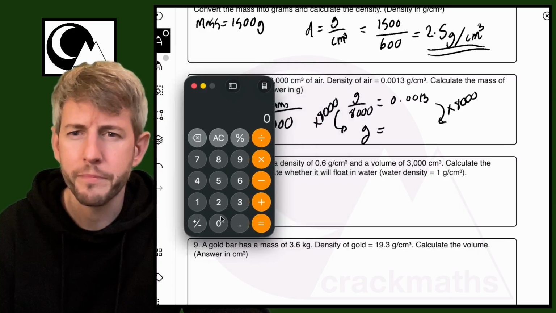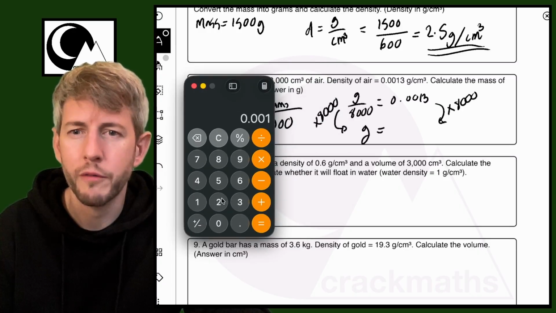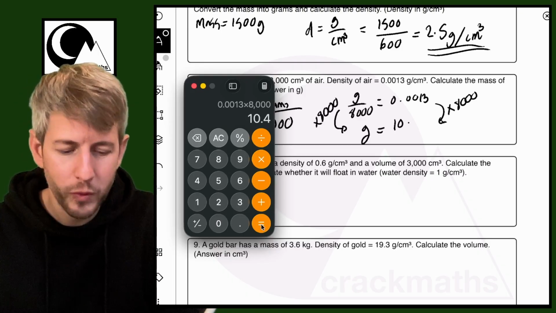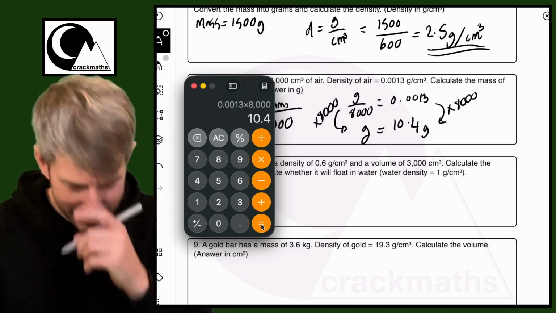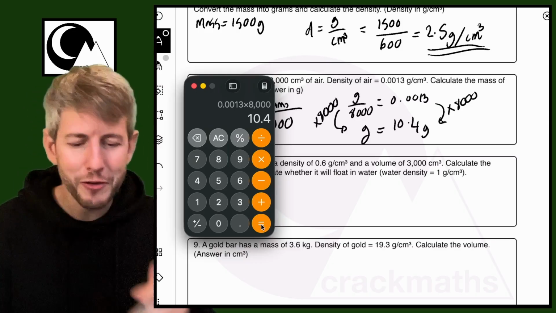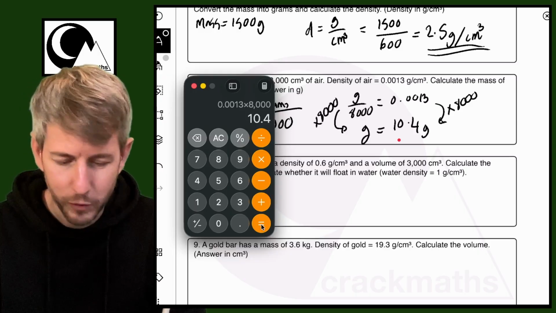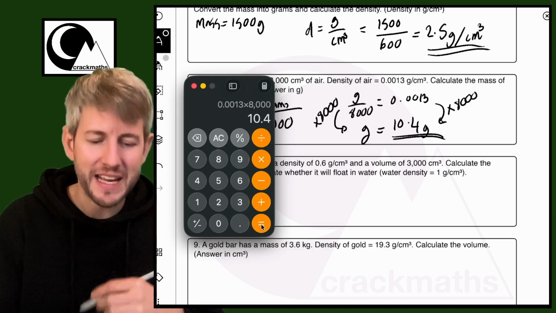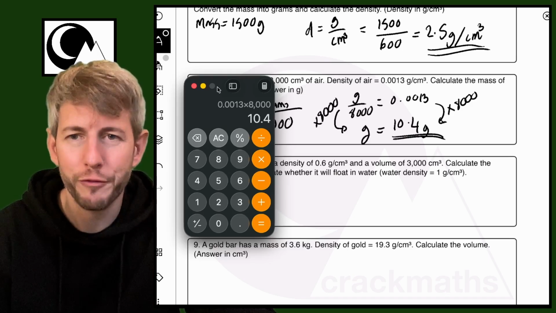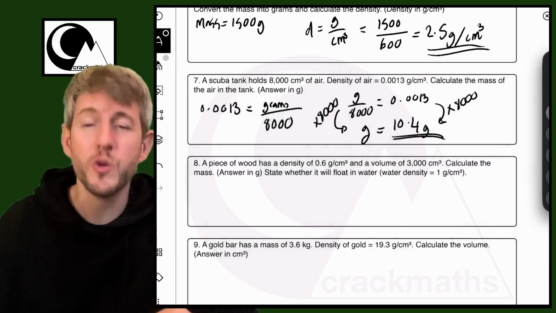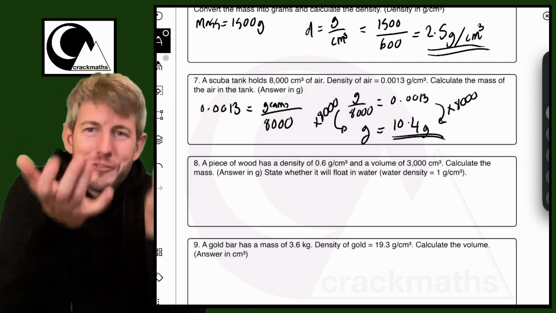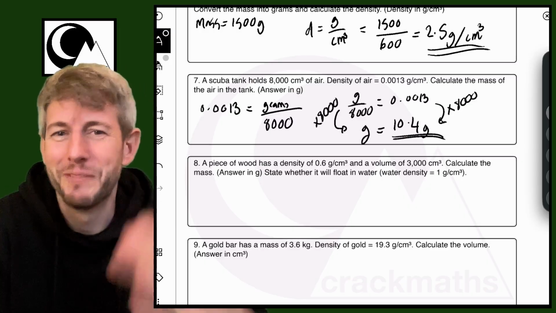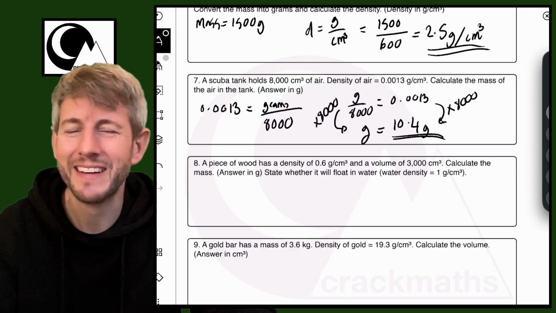So here we go, we've got 0.0013 multiplied by 8,000. And there we go, so that is 10.4 grams. So the grams equals 10.4 grams. Calculate the mass of the air in the tank. So the mass of the air in the tank is 10.4 grams. And that makes sense because you wouldn't imagine air to be very heavy. If you try lifting air, I don't know how you lift air, but it wouldn't have much weight to it. And 10.4 grams isn't a lot.